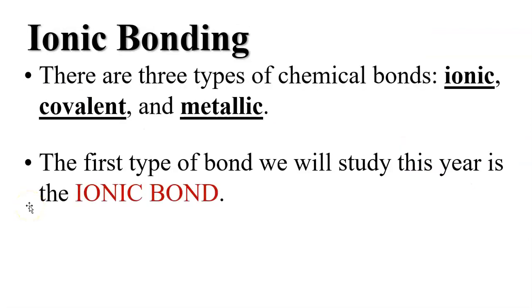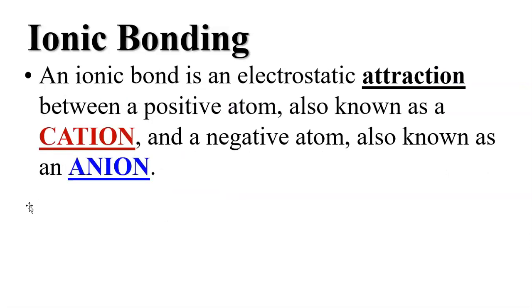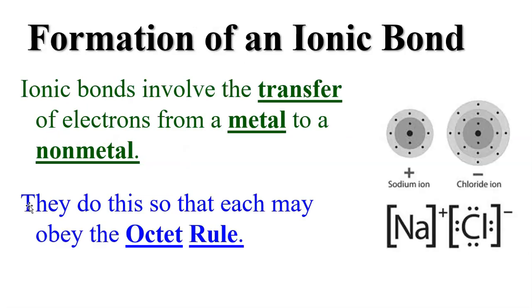So there are 3 types of chemical bonds. We have ionic, covalent, and metallic. All right, the first one we're gonna study this year is the ionic bond. It's a fun one. All right, an ionic bond is an electrostatic attraction between a positive atom, also known as a cation, and a negative atom, also known as an anion. Ionic bonds involve the transfer of electrons from a metal to a nonmetal. And they do this so that they each may obey the octet rule, okay?